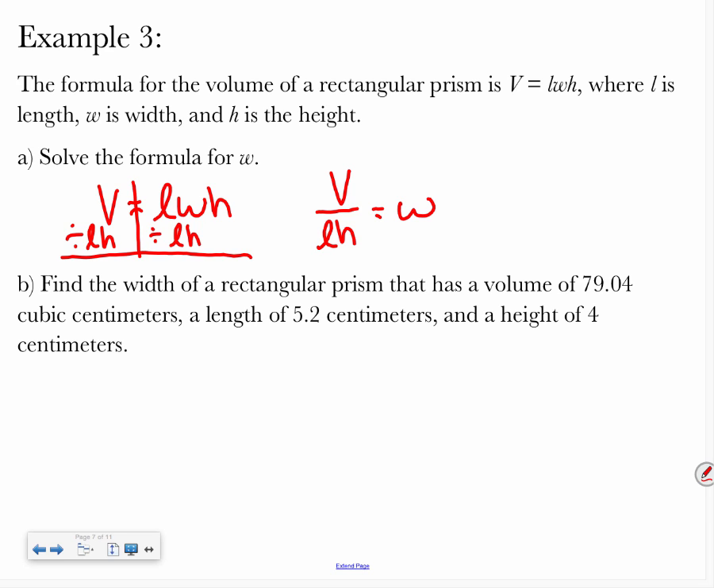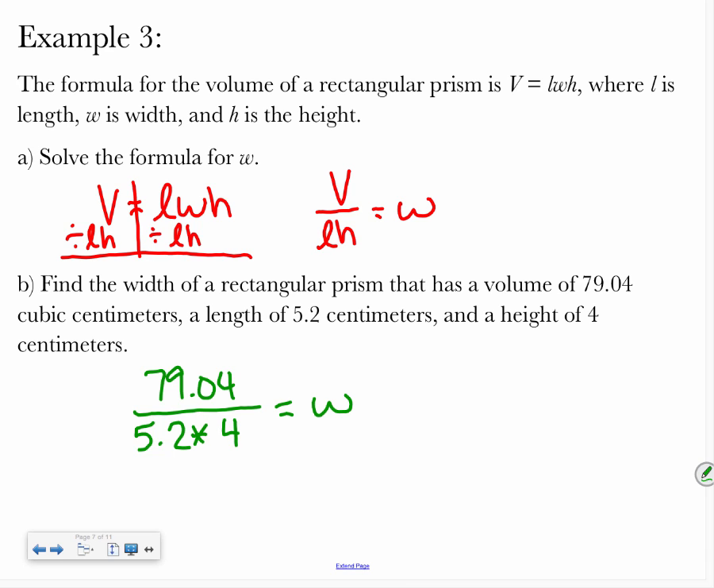And that's what it looks like to solve for a variable in a formula. It looks a little weird at times, but the really awesome part is usually this is a two-part problem. First you solve for a variable, and then part B of the problem usually gives you numbers to plug into your equation. So if we want to find the width of a rectangular prism that has a volume of 79.04 cubic centimeters, a length of 5.2, so my length was on the bottom, so 5.2, and a height of 4.